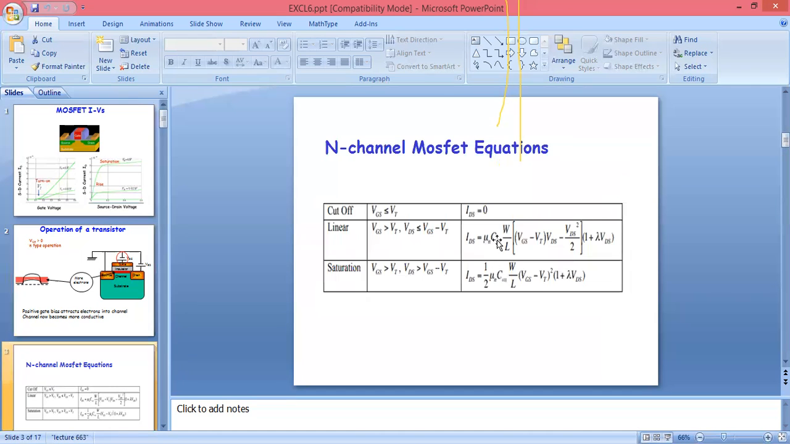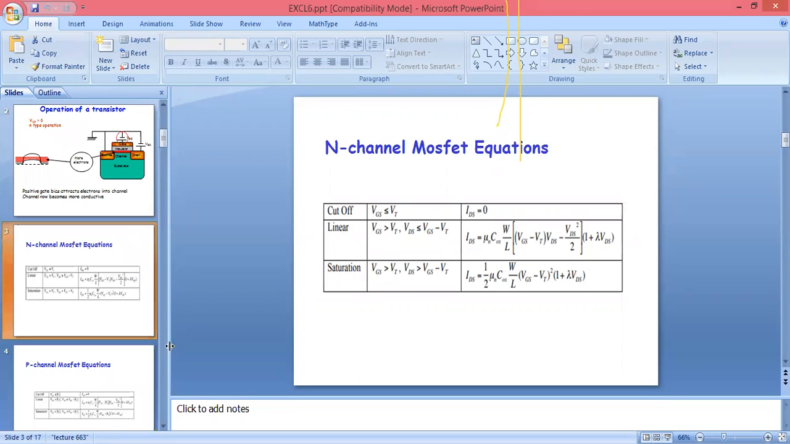These are the mathematical equations for the ID current. If there is a cutoff region, we are not getting any current, so IDS will be 0 ampere. And linear and saturation, these are the mathematical equations. Mu is nothing but the charge carrier mobility. COX is the oxide capacitance. W is the width of channel. L is nothing but the length of channel. VGS, VDS वो तो तुमको पता ही है.